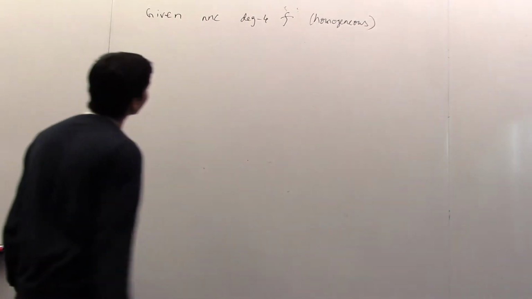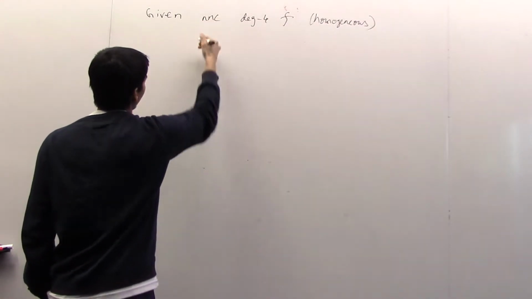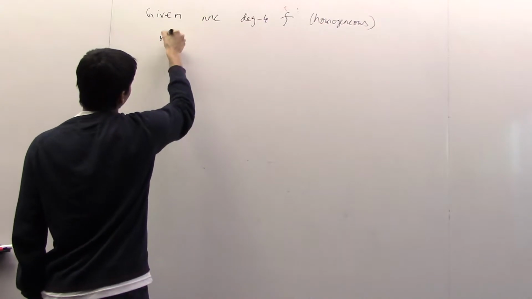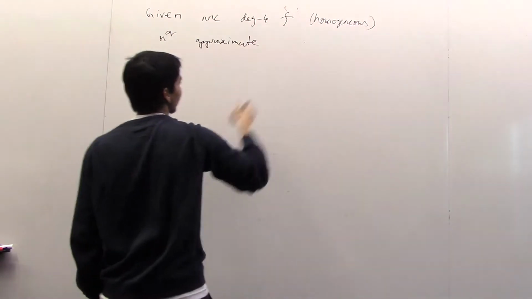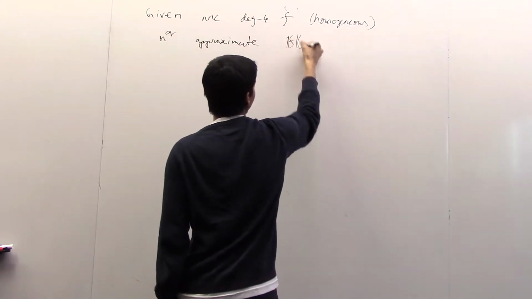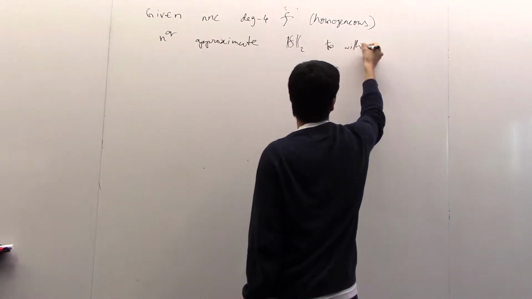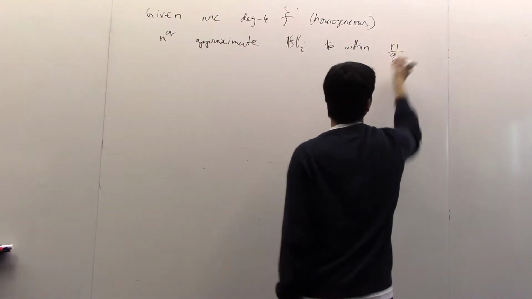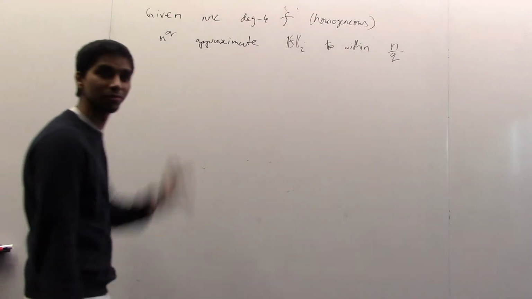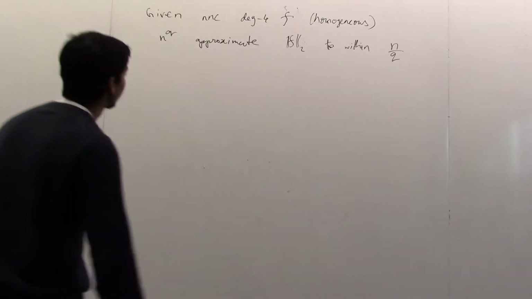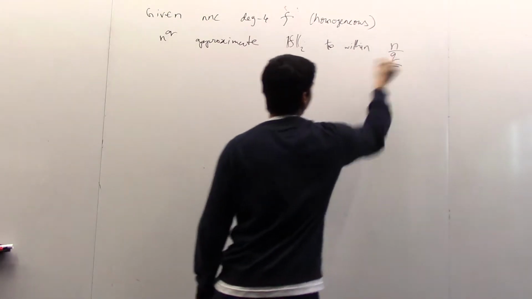Okay, so given a non-negative coefficient degree 4 polynomial f, we're going to show how in n to the q time you can approximate the 2 norm of f to within n over q. Note that this is slightly weaker than what I claimed on the slides, just because this is going to be easier to prove. The slides implied that we can actually prove the stronger bound, but today I'll just show this.